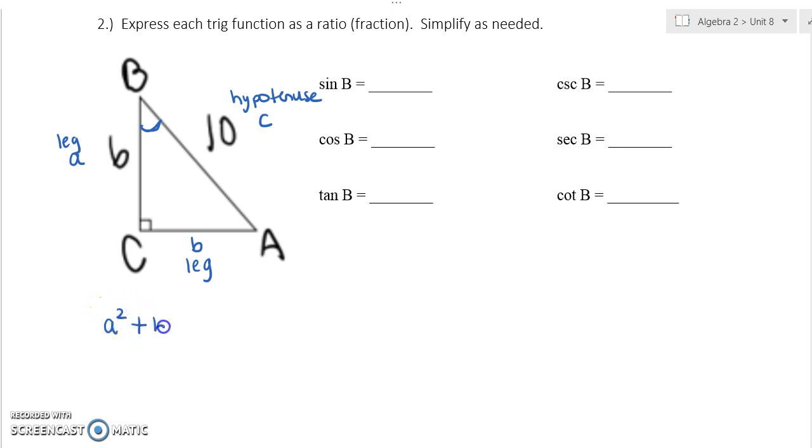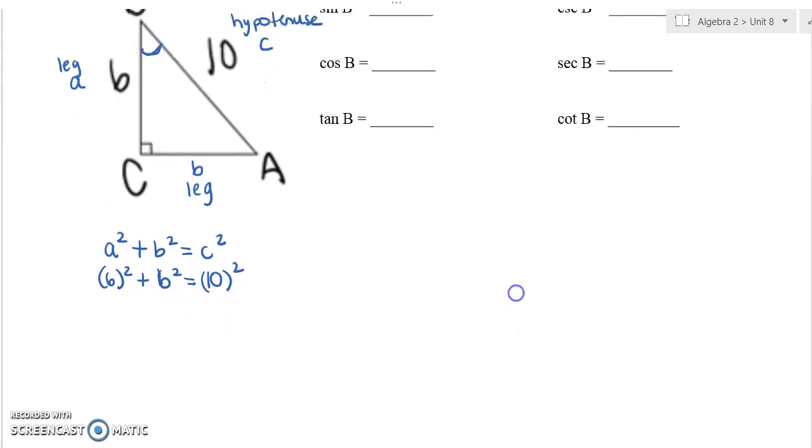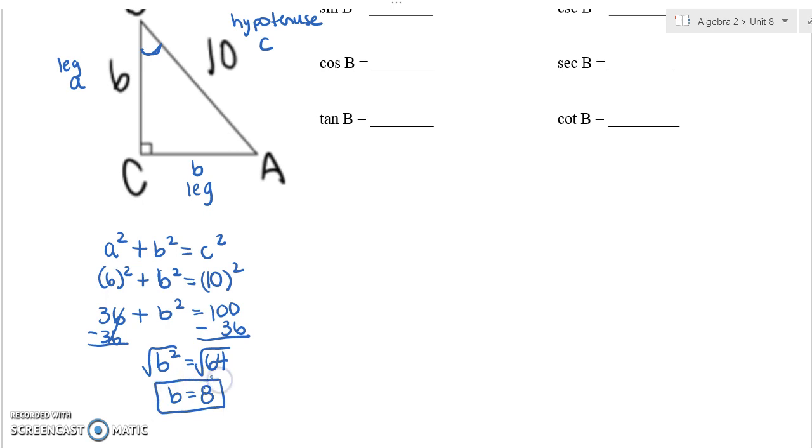A squared plus B squared equals C squared. And we have 6 squared plus B squared, we don't know what it is, equals 10 squared. And then we're going to solve for B. So 6 squared is 6 times 6, which is 36. And we have 10 squared is 10 times 10, which is 100. We're going to go ahead and subtract 36 to the other side. And we get B squared equals 64. We're going to square root, and we get B equals 8. So that's our missing side.